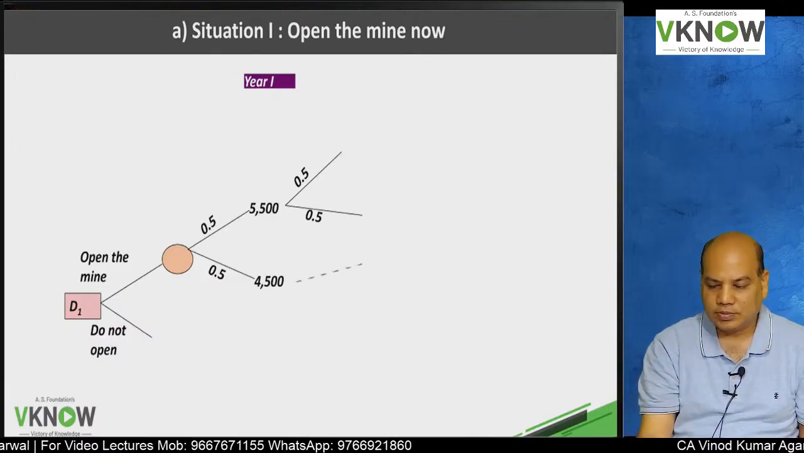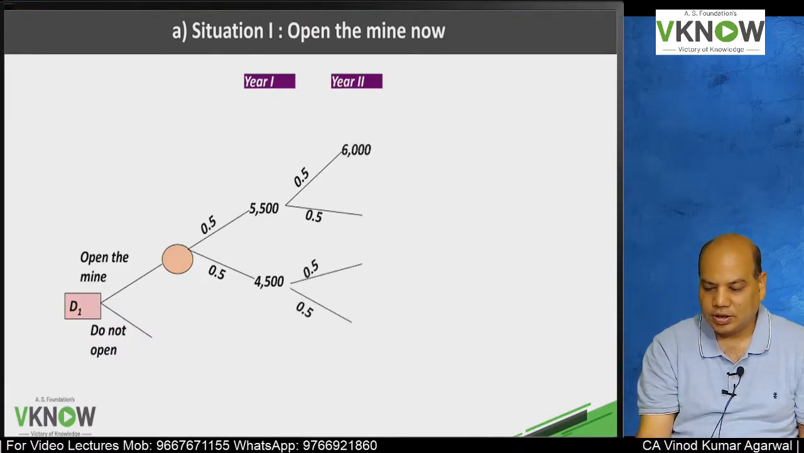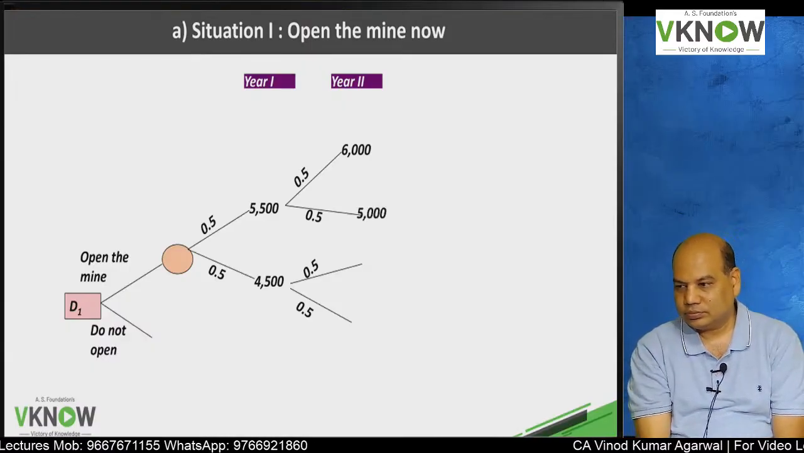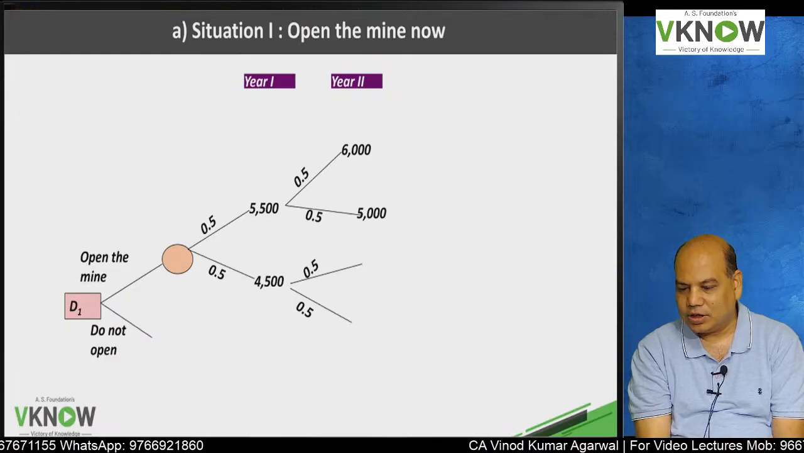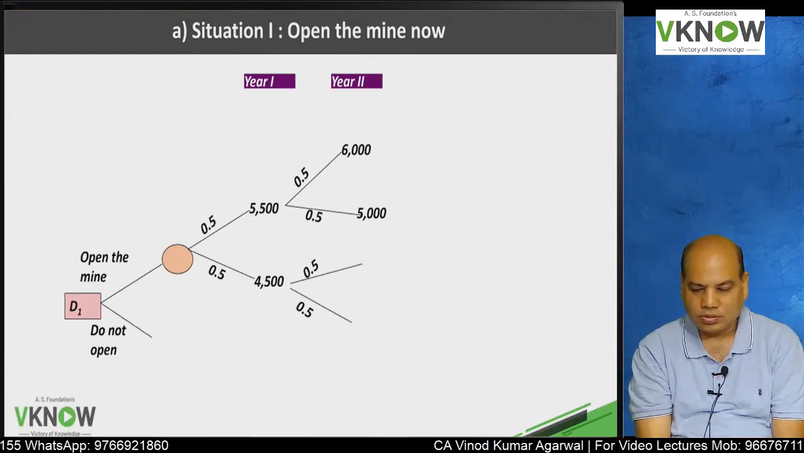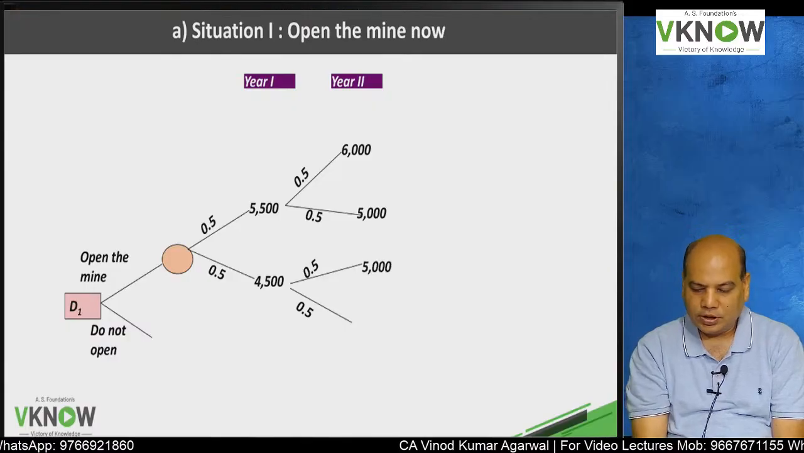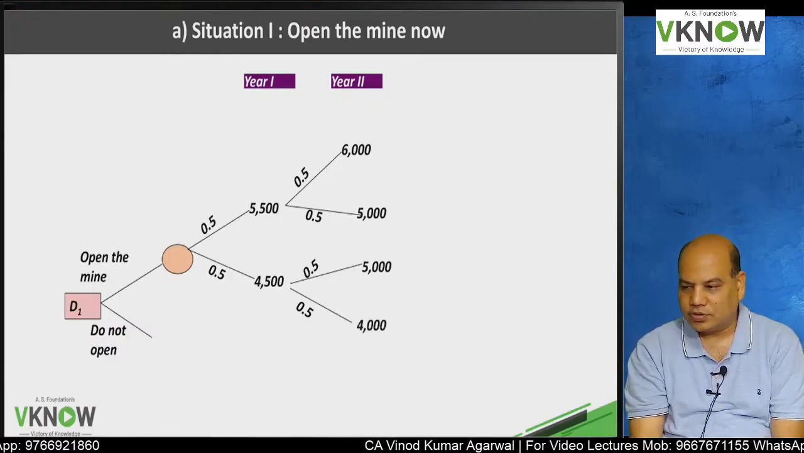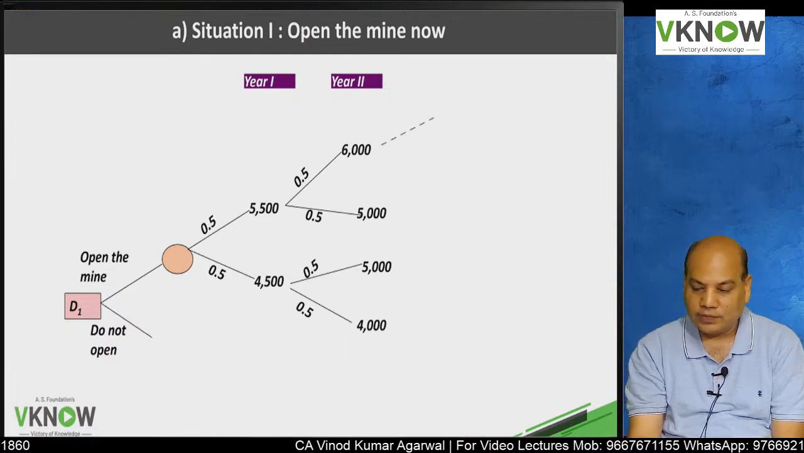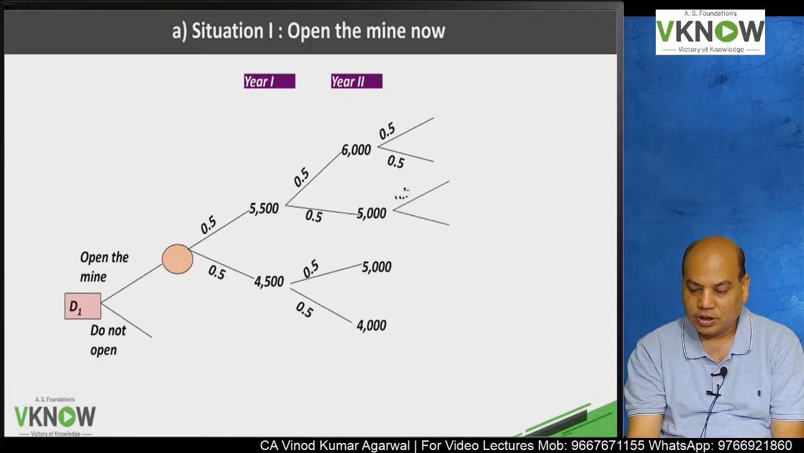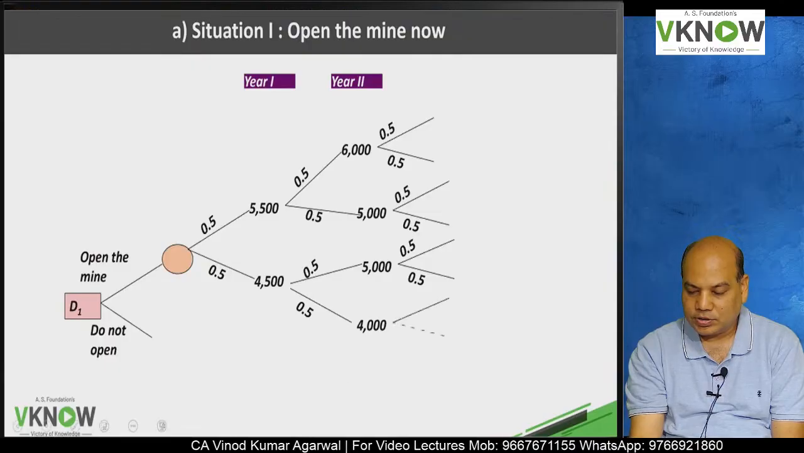If the price is 5500 at the beginning, then next year from there again there are 2 possibilities. The price can either increase by 500 or decrease by 500. So in year 2, the price depends on year 1 price. If year 1 is 5500, year 2 can be 6000 or 5000. If it is 4500, it can be 5000 or 4000. Got it? Year 2. But to make your life more difficult, they have given a 3-year problem. So in the 3rd year also, the prices would depend on the year 2 price.